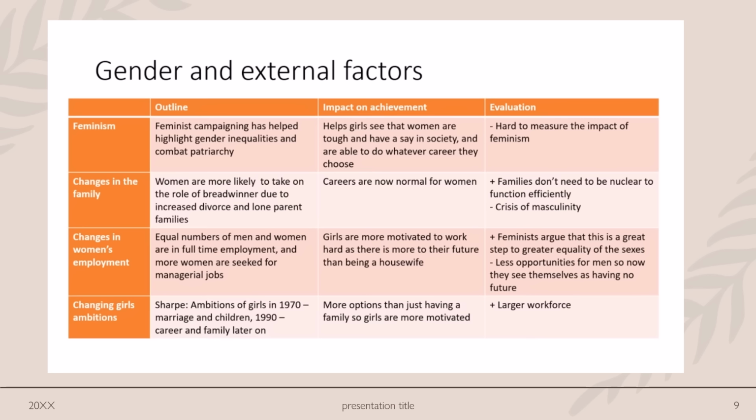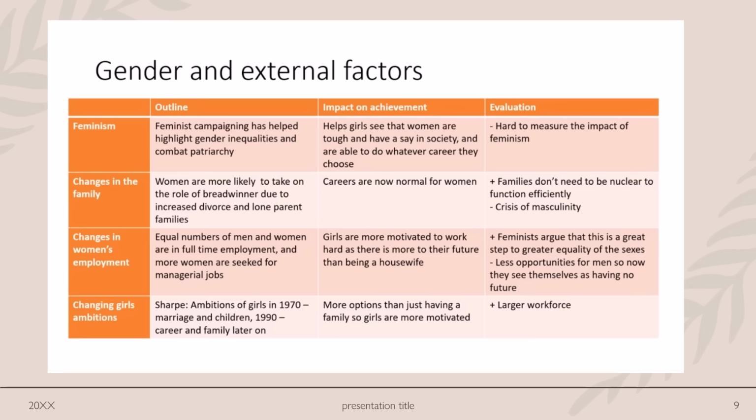Next one, changes in the family. Women are more likely to take on the role of breadwinner due to changes in the family. There's a lot more divorce nowadays, and a lot of the time there are lone parent families, with women raising families by themselves. So the impact of this is that careers are now more normal for women. So a girl would probably be more likely to work now than before, which means they would probably focus more on education than before as well, right?